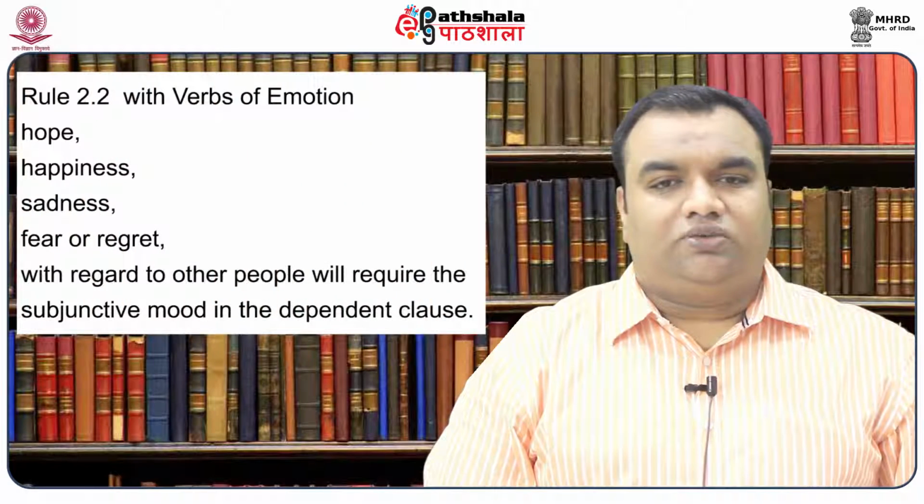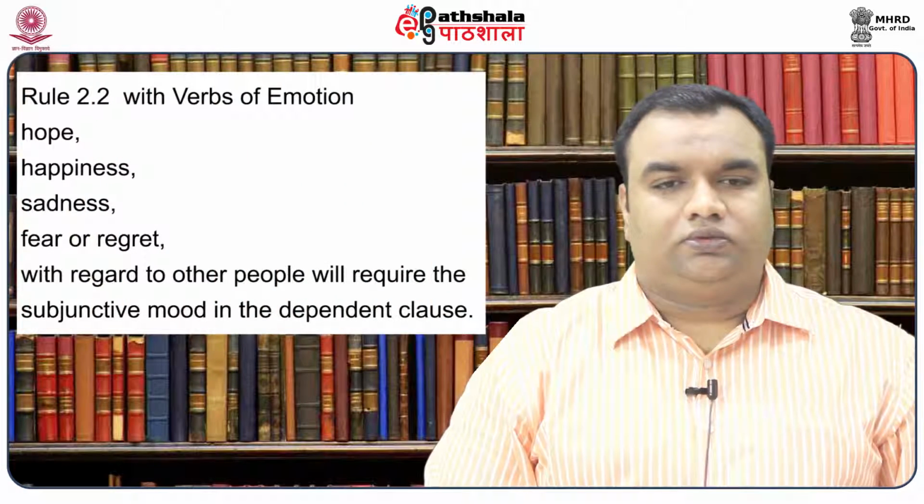Let's see the next rule with verbs of emotion. Verbs that in the main clause express hope, happiness, sadness, fear, or regret with regard to other people will require the subjunctive mood in the dependent clause.